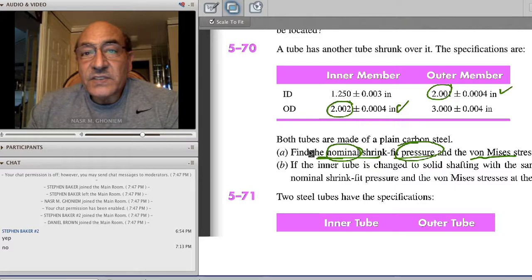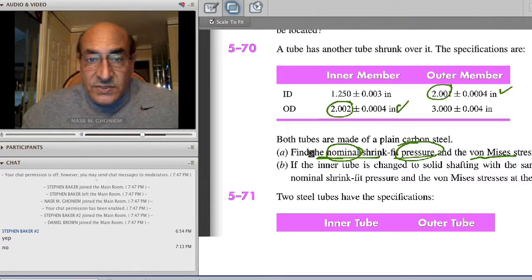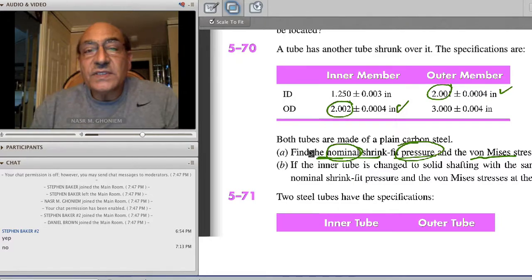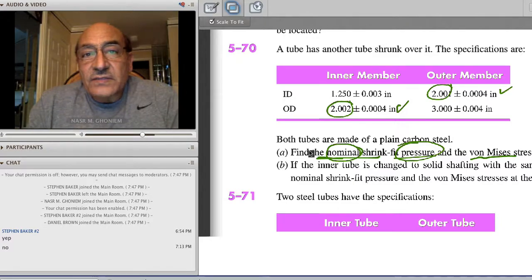Once I get the interfacial pressure, then I can forget about interference. I can think now as if I have two separate tubes. The inner one has an external pressure trying to implode it in, and the outer one has the same pressure but tries to explode it out. And then I compute the values of the stresses in each tube.